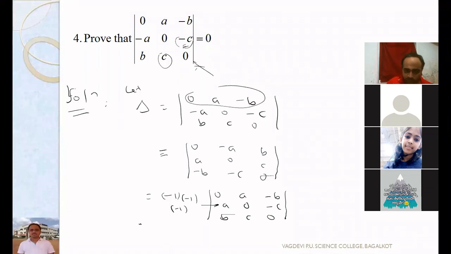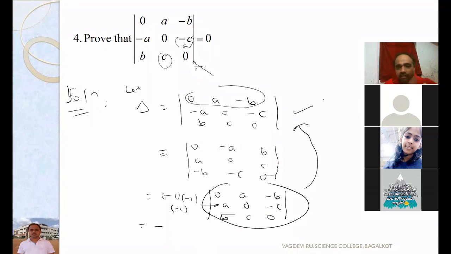So what do I get finally? Finally, I get minus into minus into minus, which is minus. And what about this determinant? It is the same as the given determinant. Is it the determinant or not? 0, A, minus B. Please compare it to the determinant in the first step. 0, A, minus B. Same. So what is the value of that given determinant? I have taken it as delta in the first step. The same delta I have got.